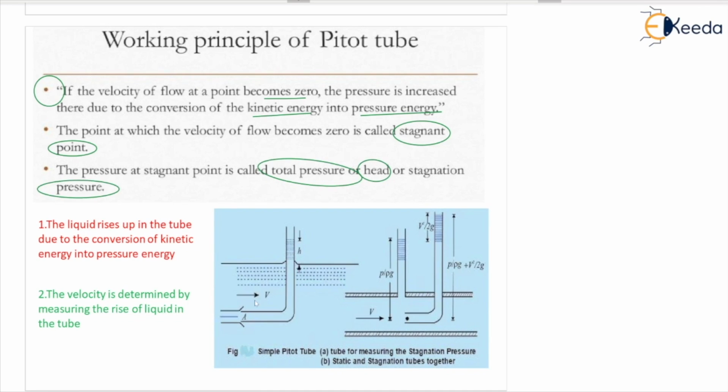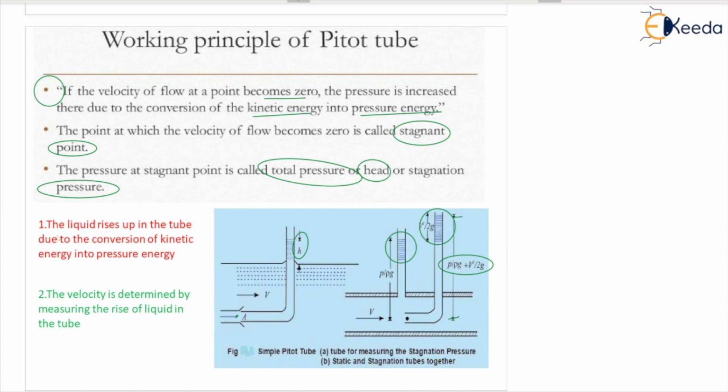So in the first diagram you can see H. This H is the dynamic head, and because of this dynamic head, when the kinetic energy becomes zero, there will be some rise in the liquid level in the tube. So P by rho g, this is the static head you can see, and V square by 2g is the extra dynamic head. So P by rho g plus V square by 2g, static plus dynamic, we get in total from here to here. Okay.